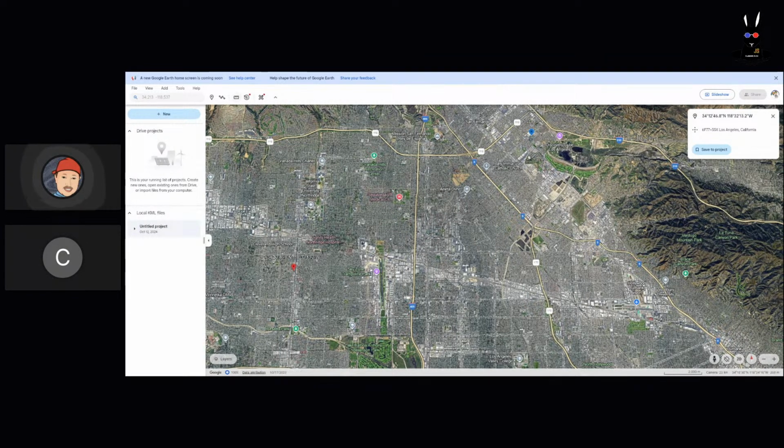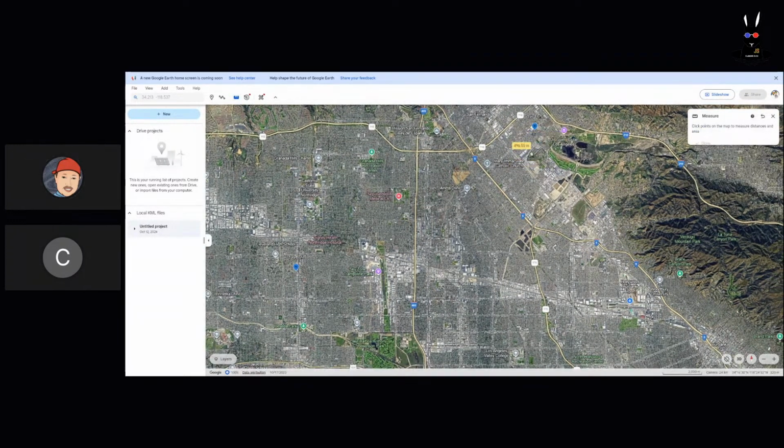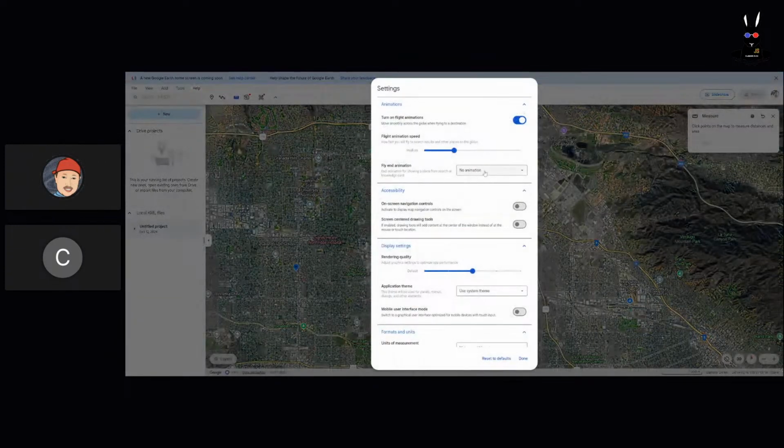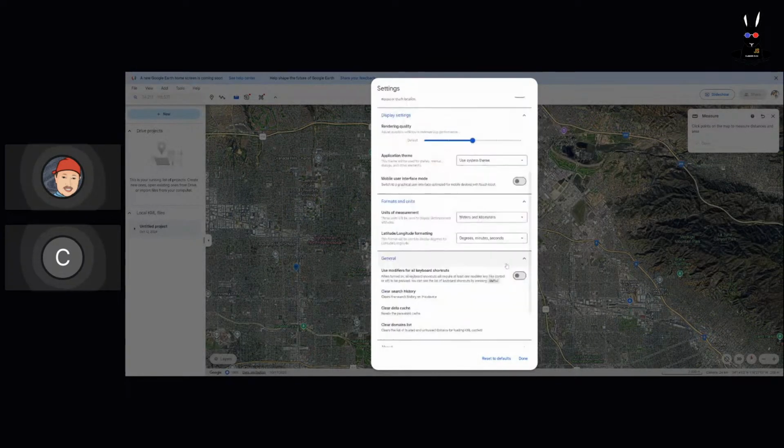And this 1994 was a 6.7. All right. And I'll measure the distance between the two. Meters. Man, I'm not European. Anyway.